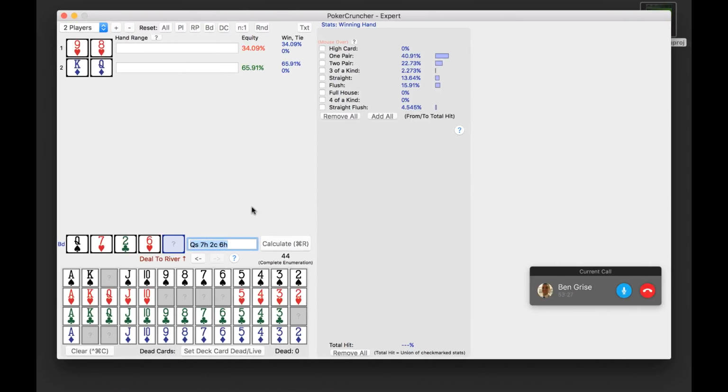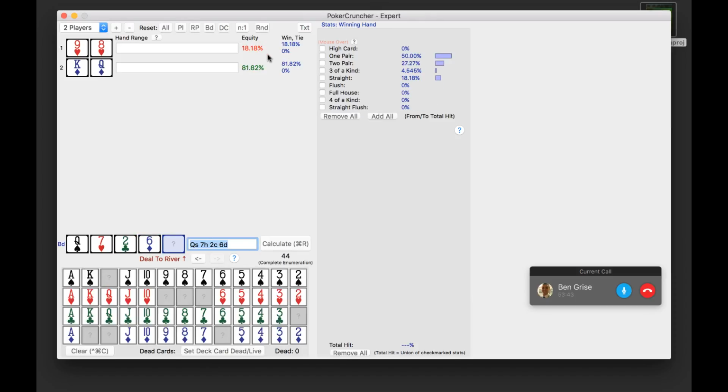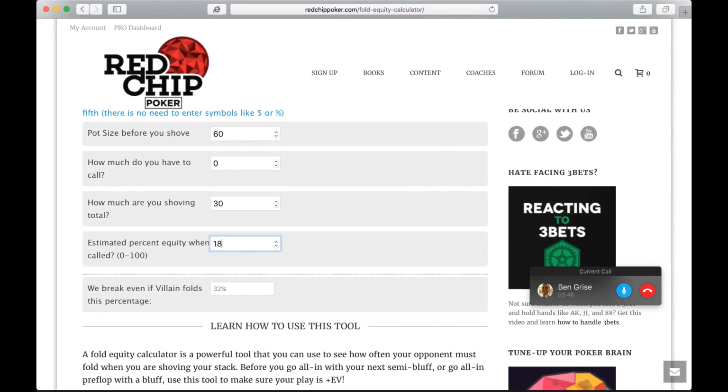So then you can work backward in Poker Cruncher to see how extreme this really is. Let's say instead of having a heart, this is like the six of diamonds. So now you just have an open ender. Click calculate. You have 18% equity instead. So it dropped significantly. Punch this in here and see how often your opponent needs to fold. He only needs to fold 12% of the time for you to break even. Every single person that you're playing against is folding this turn 12% of the time.